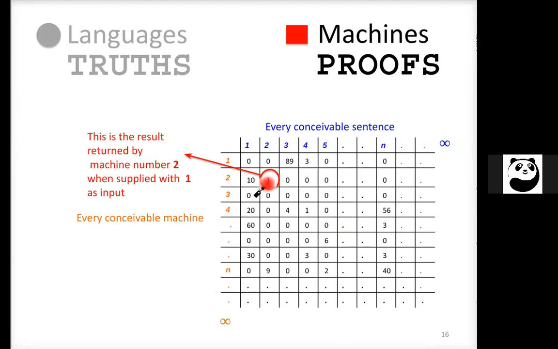And what this says, in this infinite enumeration, is the result of applying machine number 2 with the statement number 2, the second statement, or more precisely, the statement encoded with the number 2.